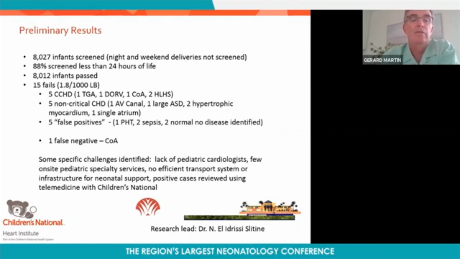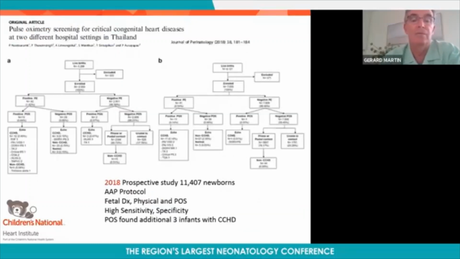And of those, the majority passed. They had 15 failures, or about 1.8 failures per 1,000 live births. The majority of the failures had congenital heart disease, 10 out of the 15. 5 of them were the so-called false positives, 3 of which had other pathology, and only 2 that were normal. And they really felt that pulse oximetry added benefit to their patient population in Morocco.